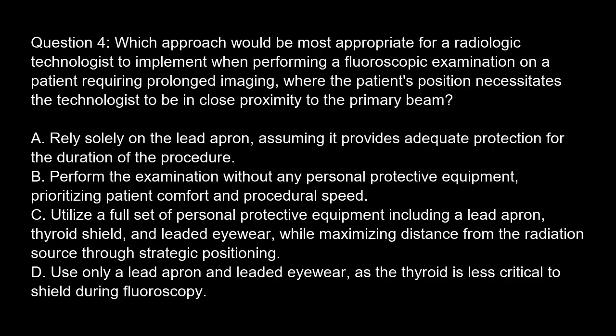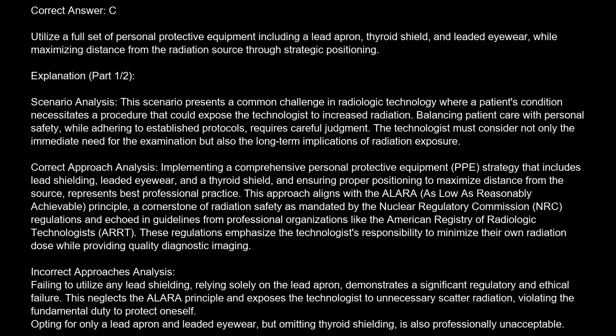Option C. Utilize a full set of personal protective equipment including a lead apron, thyroid shield, and leaded eyewear, while maximizing distance from the radiation source through strategic positioning. Option D. Use only a lead apron and leaded eyewear, as the thyroid is less critical to shield during fluoroscopy. The correct answer is C. Utilize a full set of personal protective equipment including a lead apron, thyroid shield, and leaded eyewear, while maximizing distance from the radiation source through strategic positioning.